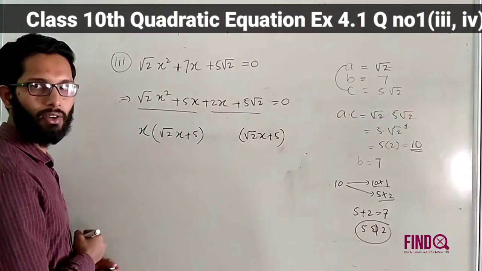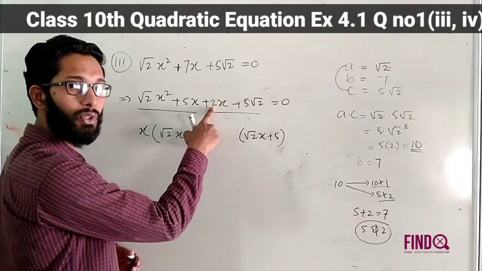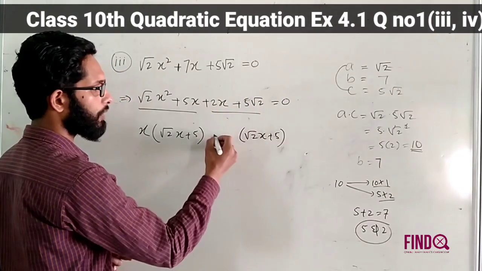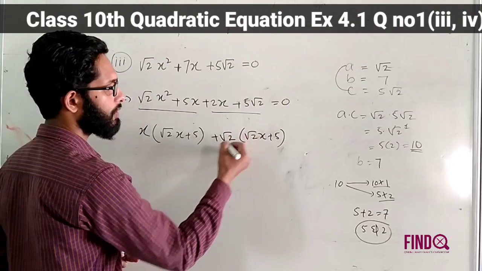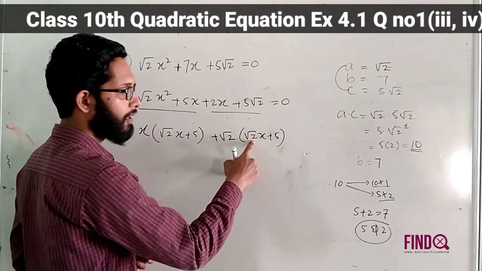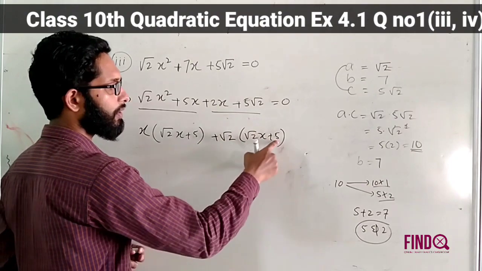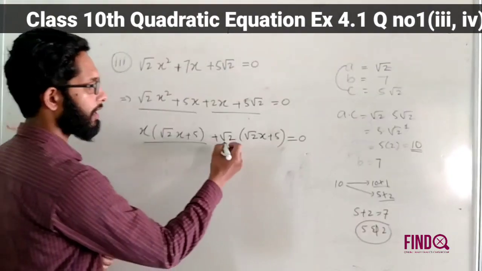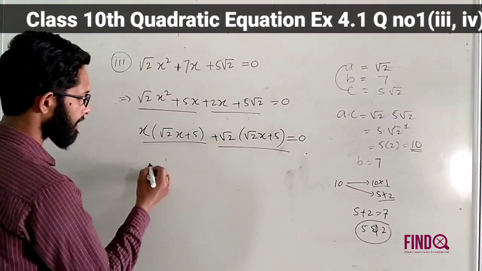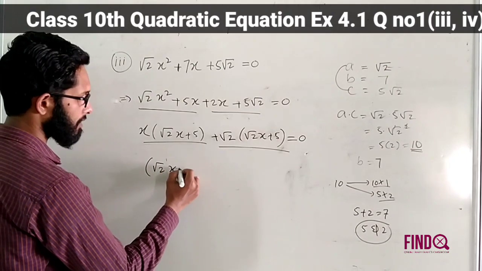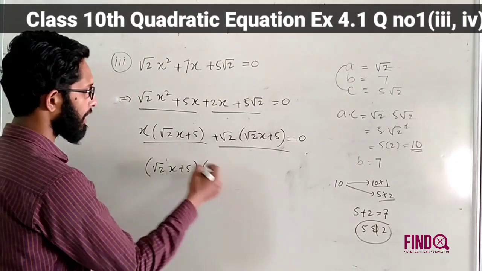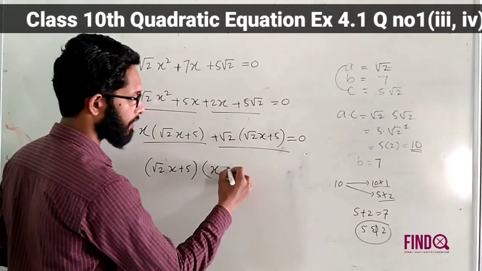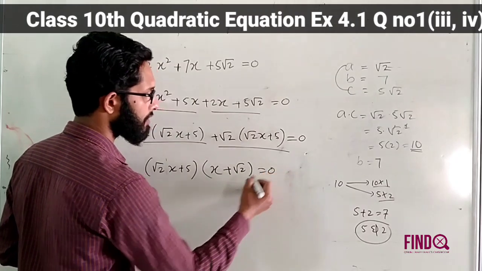For the second pair, check what we can take as common. 2 means root 2 into root 2 and 5 into root 2. So here we can take root 2 as the common, plus root 2. Now check root 2 into root 2 x is 2x and root 2 into 5 is 5 root 2. From here root 2 x plus 5 and from here root 2 x plus 5, we can take the common root 2 x plus 5. Now the remaining is x from the first and plus root 2 from the second, which is equal to 0.